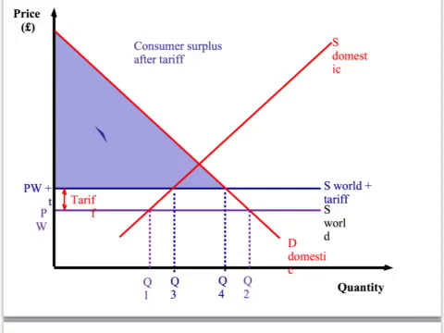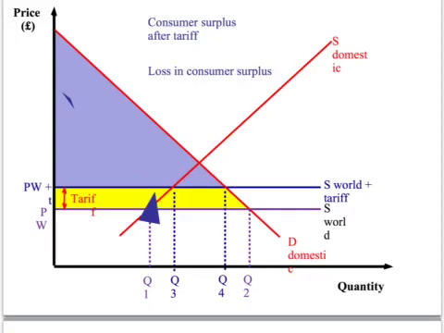Now, once the tariff is put in place, we can see this consumer surplus actually falls. Consumer surplus is now only this triangle here, and that's the equivalent of the loss of this yellow area I'm highlighting at the moment. So we can see the imposition of the tariff has led to a decline in the consumer surplus for UK consumers.